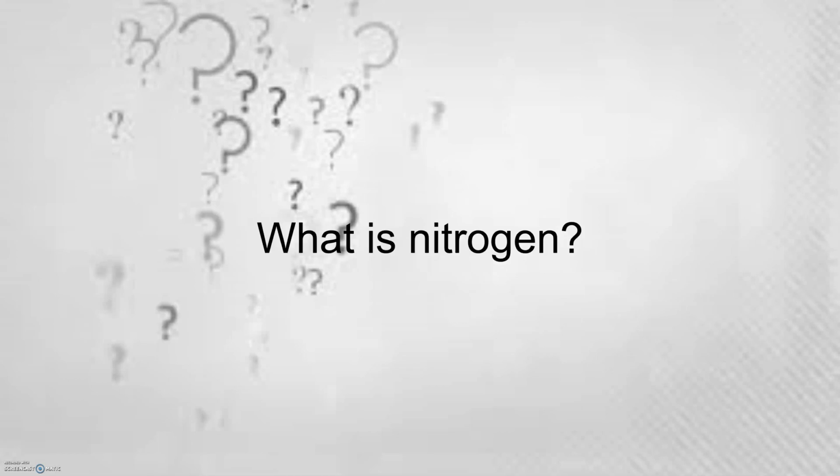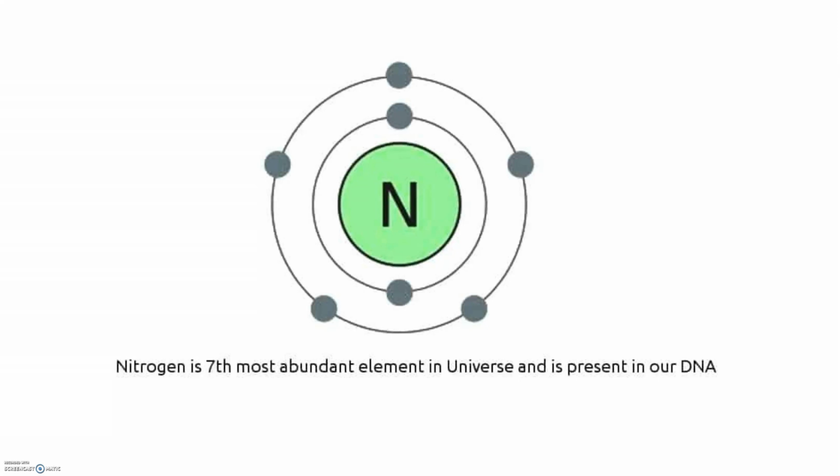Wait, no. What is nitrogen? Well, nitrogen is the seventh most abundant element in the universe and is even present in our DNA. You see, nitrogen is a chemical element with symbol N and an atomic number of 7.